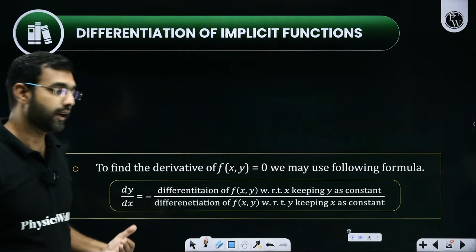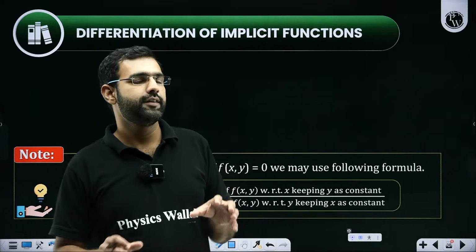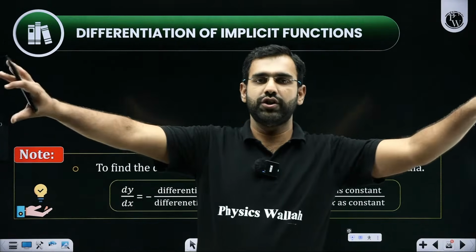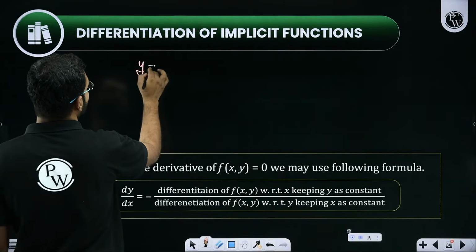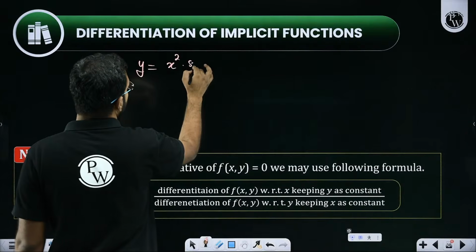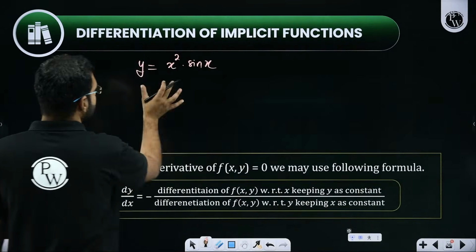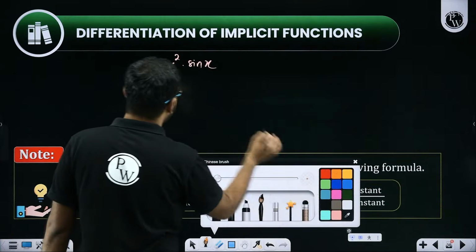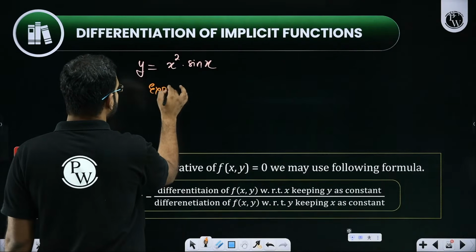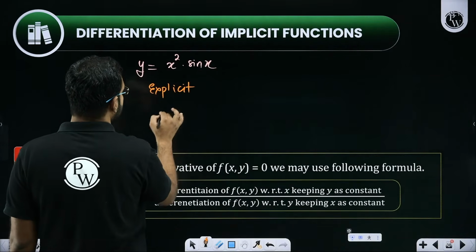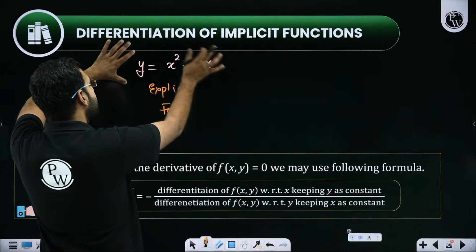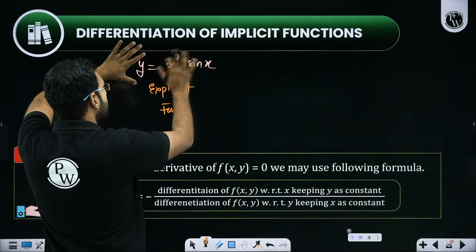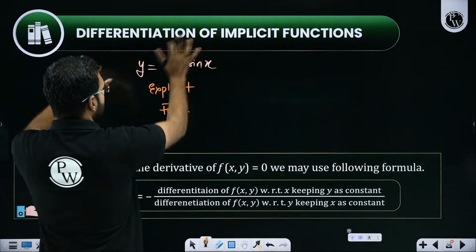So first of all, what are implicit functions? Let's say if you are not able to segregate a function in x and y. So far, we were comfortably writing a function as, let's say, y is equal to x square into sine x. So this is called an explicit function. Sir, why? Because I can explicitly put x and y aside. Y could explicitly be independently written or expressed in terms of x.